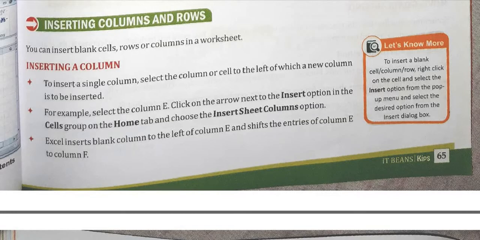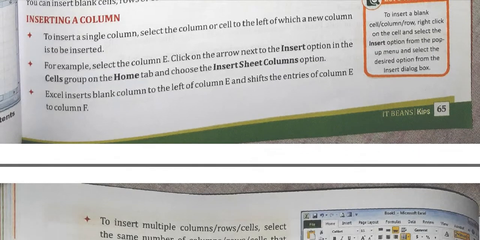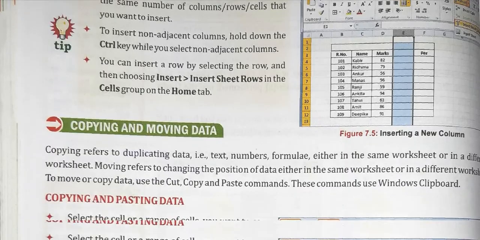Understood? So to insert a single column, select the column or cell to the left of which a new column is to be inserted. For example, select the column E. This we have seen, right? How to insert a column and how to insert a row. This also we have seen.